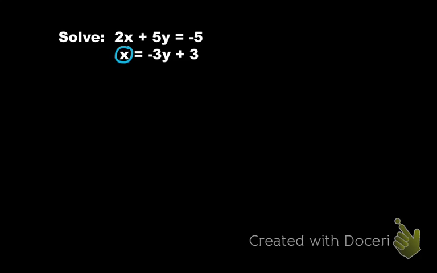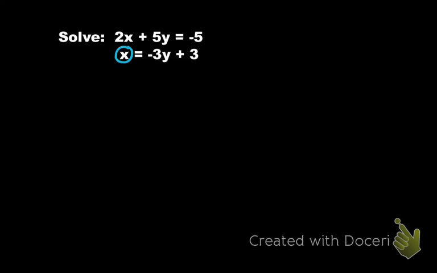I don't have to do any work to get that variable by itself, so I'm going to go ahead and go with substitution. If I actually have to do the math to get one of the variables by itself, I won't use substitution. I'll go straight to elimination. So unless it comes to you like this, elimination is going to be the better way to go.